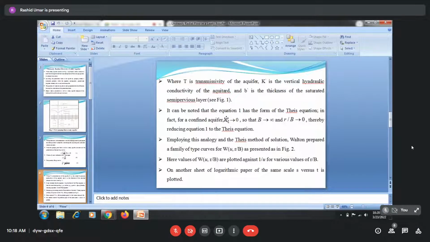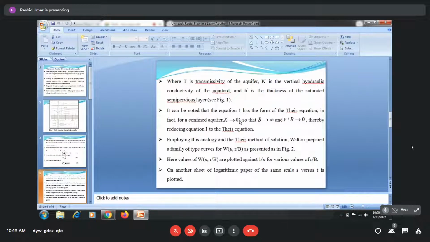be 0. If your aquifer is confined, we say it has 0 permeability. The layer lying above and below the confined aquifer will have 0 hydraulic conductivity. So this K dash for confined aquifer tends to be 0. If it is 0, then leakage factor will be infinity. So R by B will become 0, thereby reducing this equation to Thie's equation.